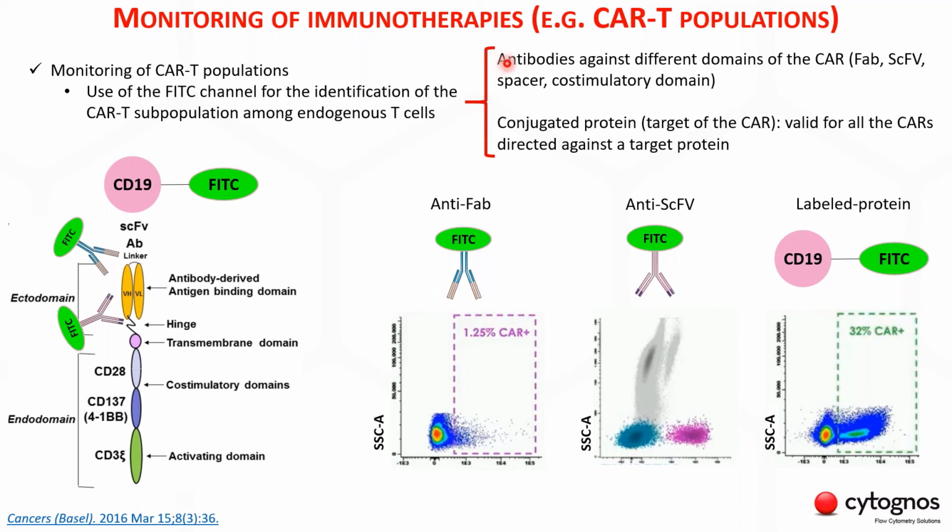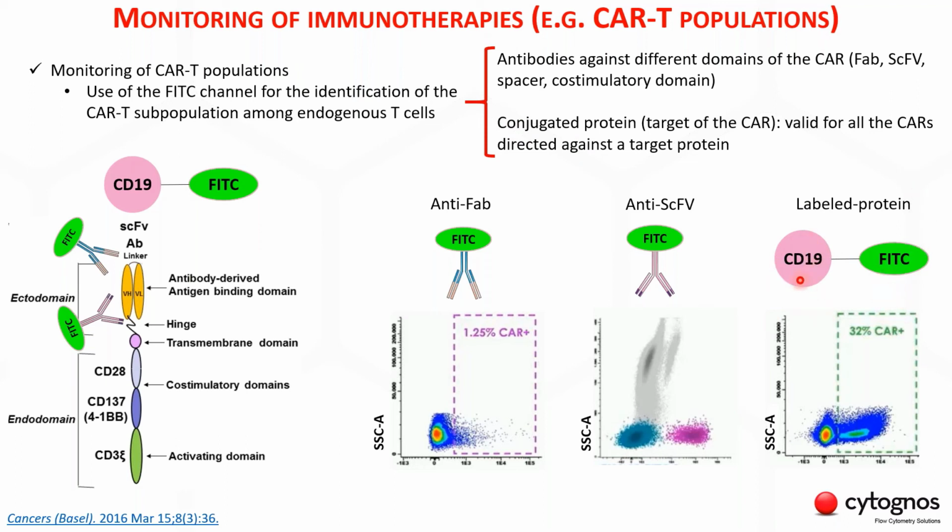Firstly, we can include an antibody that recognizes one of the structural domains of the CAR. You can see here, we can approach different antibodies that recognize different parts of the structure of the CAR. But the second strategy, and more interesting, is the use of the target protein of the CAR, labeled with the FITC fluorochrome.